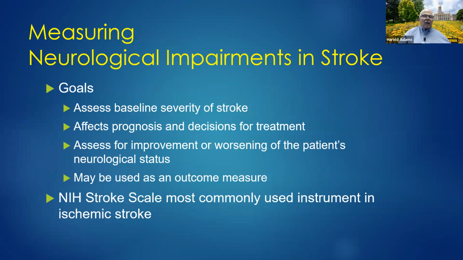So let's look at the NIH stroke scale. Now, it's used for the baseline severity of stroke, so we know how bad the patient is. This has become an entry criterion for multiple studies. The baseline NIH stroke scale affects prognosis. It's the single biggest predictor of how a patient's going to do. It can therefore affect decisions for treatment. It may be used to monitor improvement or worsening after interventions. And then it can be used as an outcome measure. So the NIH stroke scale, for example, is being used in all those settings. Next slide.